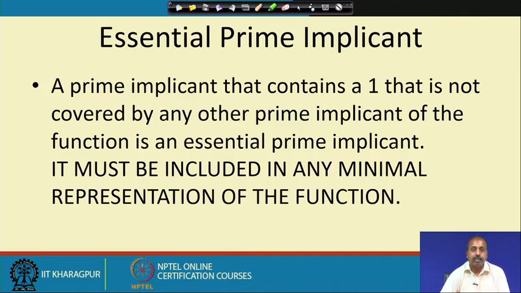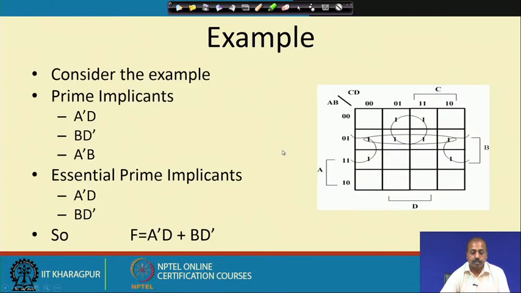An essential prime implicant is a prime implicant that contains a 1 that is not covered by any other prime implicant of the function, and it must be included in any minimal representation of the function. So, these prime implicants must be included in any minimal representation. You cannot replace them, and you cannot avoid them in the minimization process. So, they are called essential prime implicants.